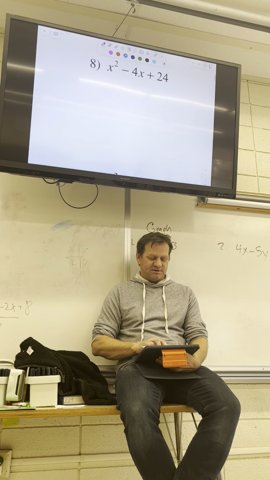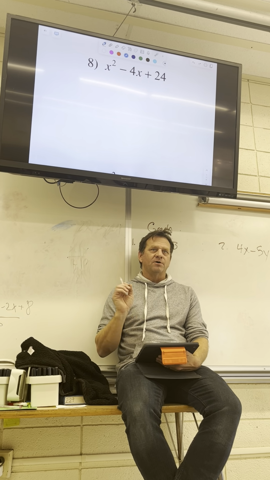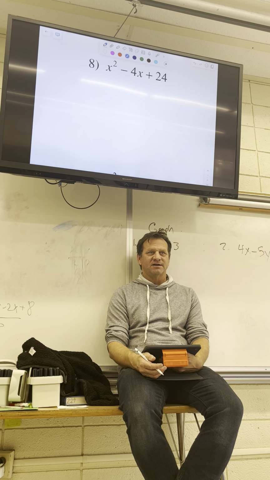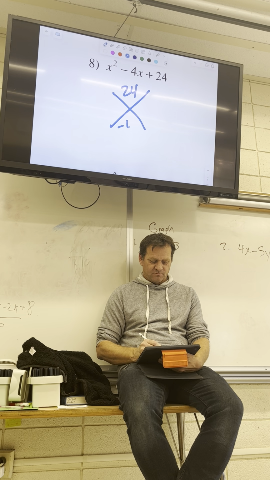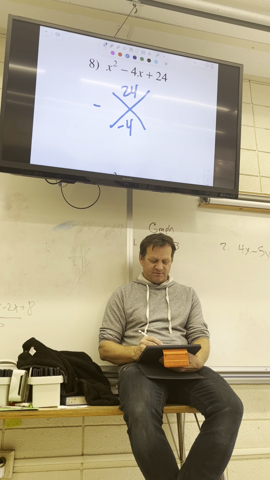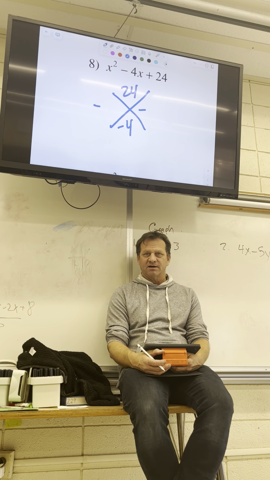Okay, this one's a little bit different. That's why I want to go over this one. It multiplies to 24 and adds to negative 4. Let's write it out just so we can think about it for a minute. We know it's got to be a negative times a negative. That's the only way to multiply to get a positive and add to get a negative, right?